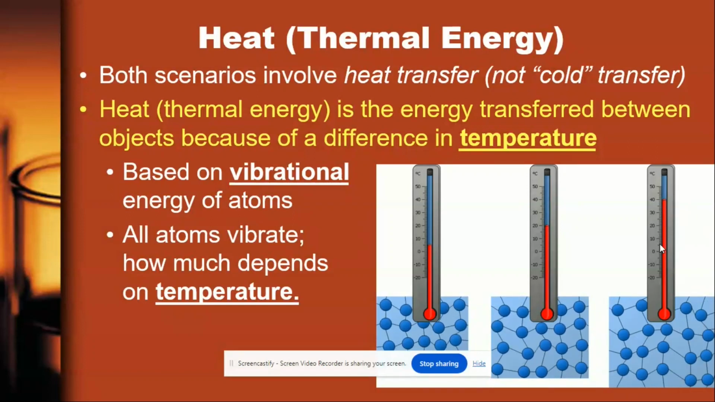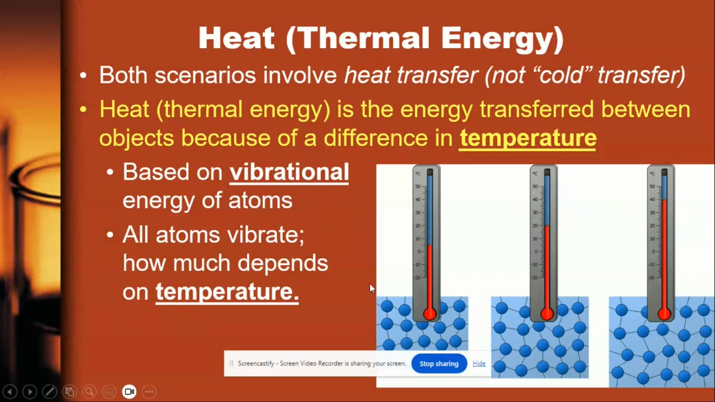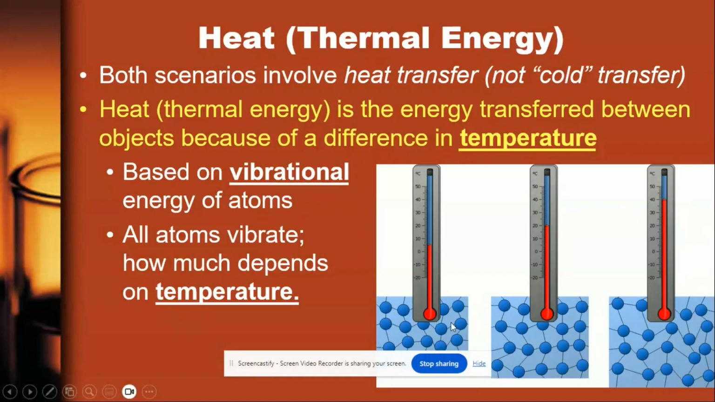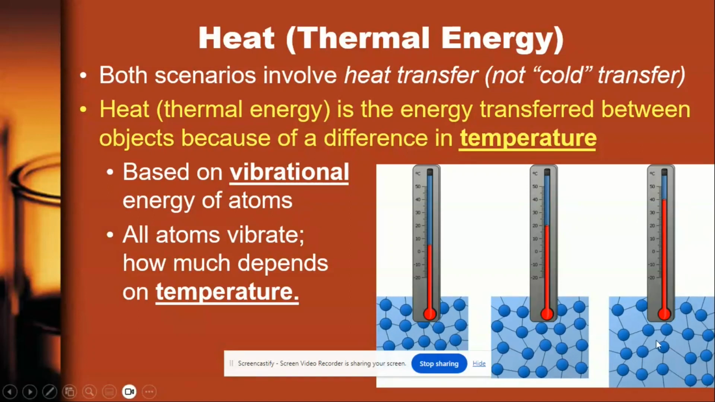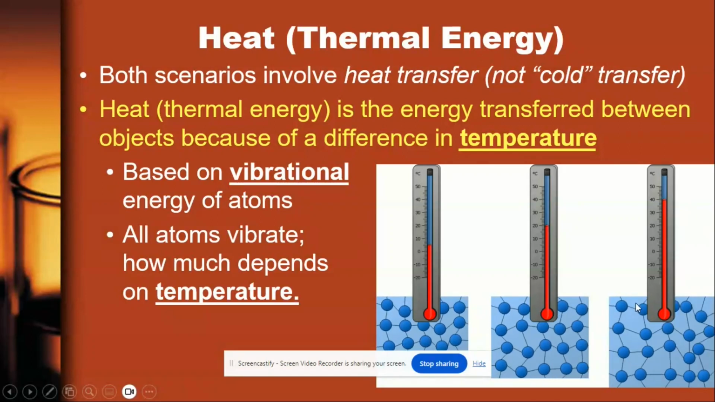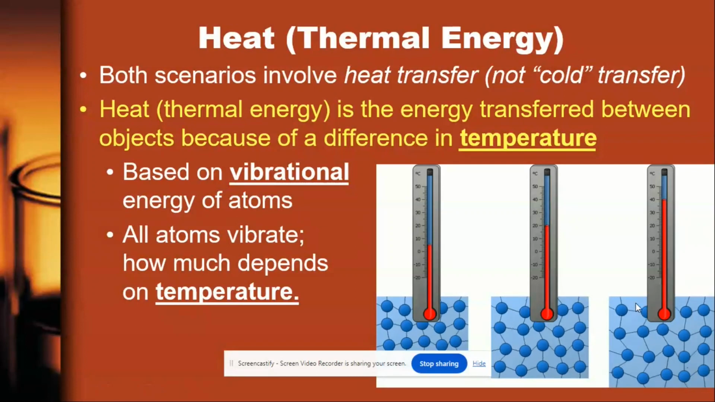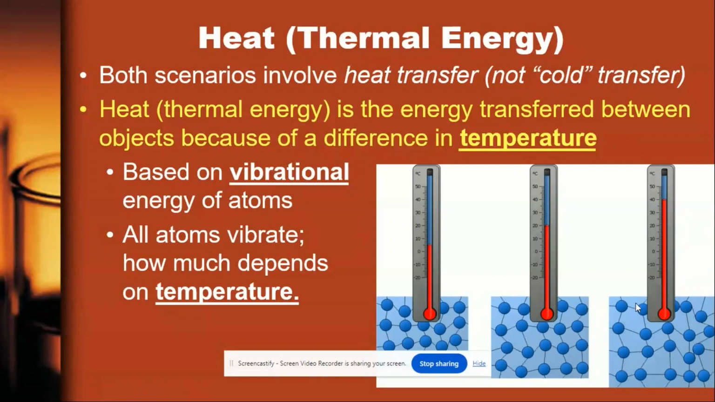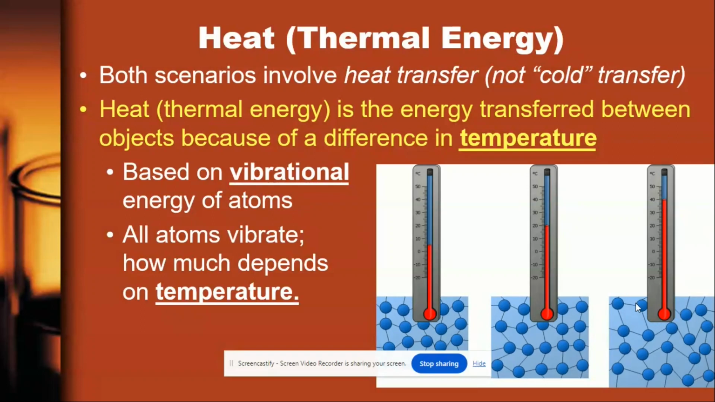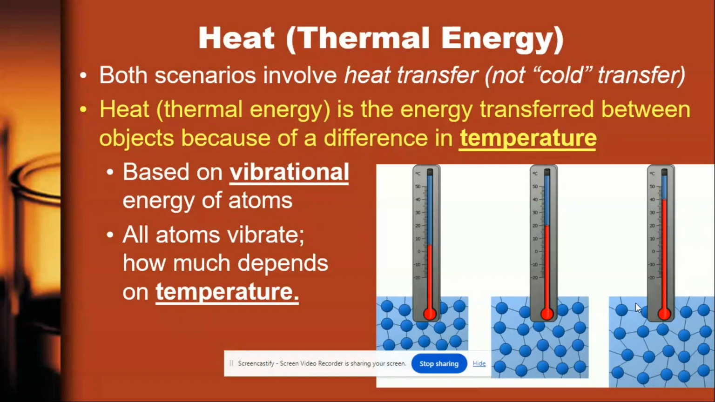So we can see that in the GIF here on your screen. The lower temperature object has molecules that are vibrating slower, but the bigger vibrations are happening in the object that has the higher temperature. The higher the temperature, the faster, and the more random those molecules vibrate in that sample.